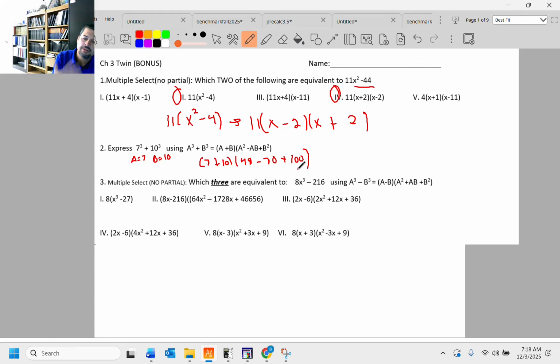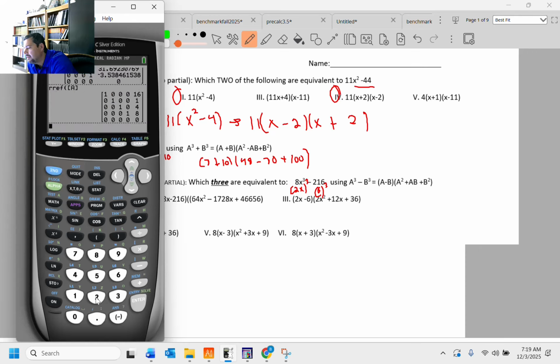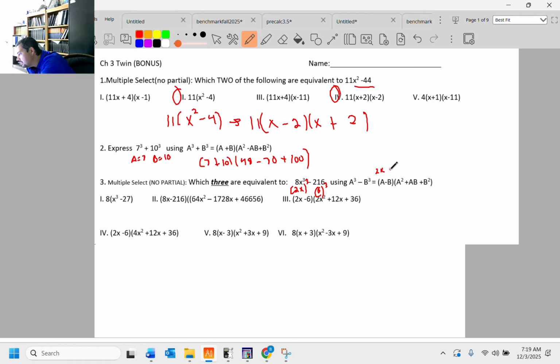All right, number 3 is also a multiple select, no partial. No more partial on multiple selects. I've been nice about that, but I'm done being nice about it. I need to figure out what I cubed to become an 8x cubed. I'm pretty sure it's a 2x. And I cube a 6 to become 216. Now remember, if you don't know what a cube of something is, you can always go to your little trusty TI-84 and raise something to the 1/3 power. And it is 6. So anyways, what I've learned is that A is 2x and B is 6. Like 2x, 6. That's the setup here.